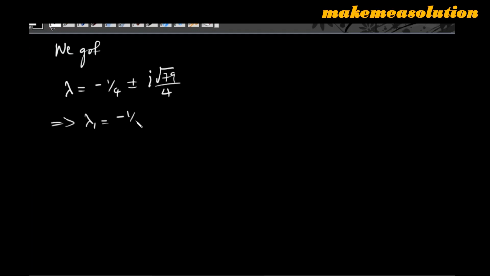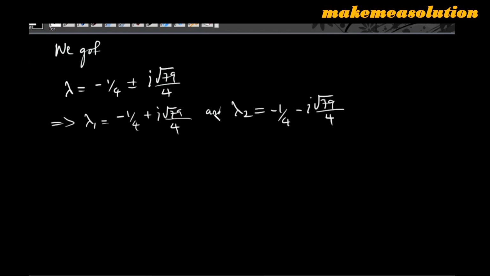So we got lambda equal to negative 1 over 4 plus or minus i root 79 over 4. So this means that lambda 1 is equal to minus 1 over 4 plus i root 79 over 4, and lambda 2 is equal to minus 1 over 4 minus i root 79 over 4, like this. So these are our two eigenvalues.